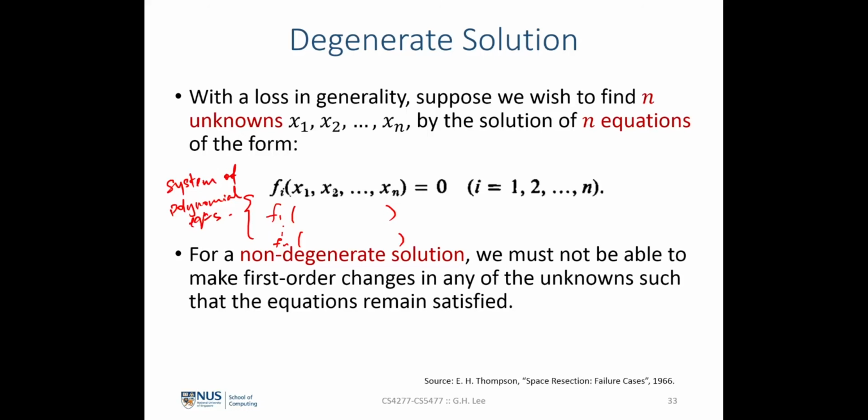We say that the solution is non-degenerate, or the solution is stable, if we make any perturbation to the function by any of the unknown parameters here. So in terms of this, fi over a small perturbation of x1, for example, should not give rise to a change in the value of dx1. In other words, dx1 should remain equal to 0 for the system to be stable.